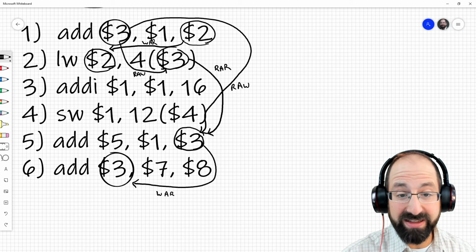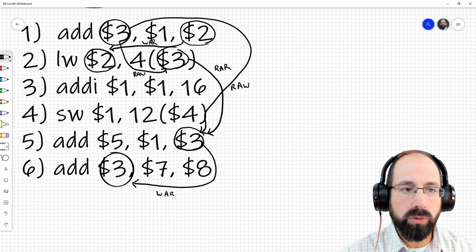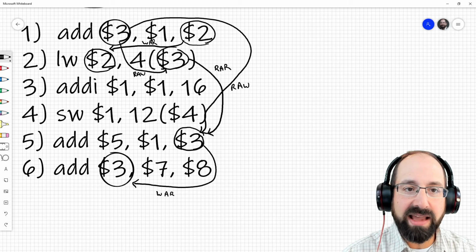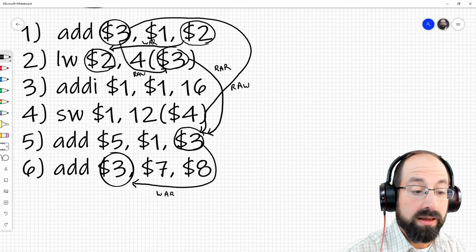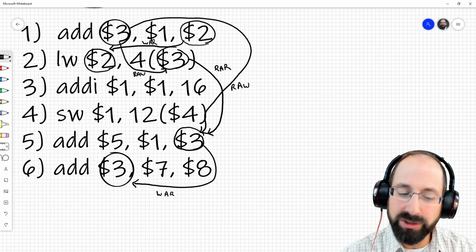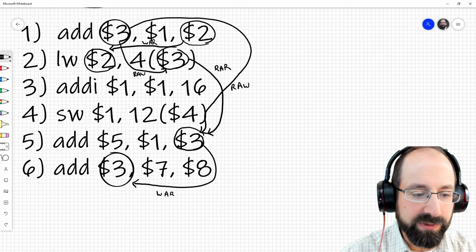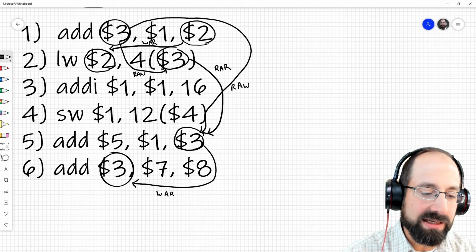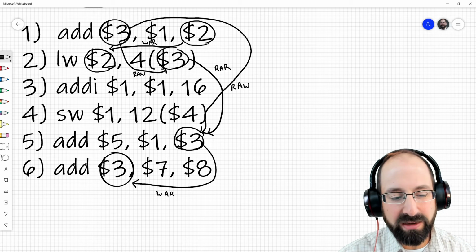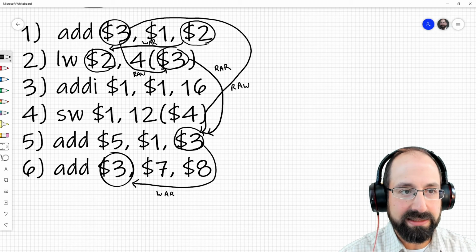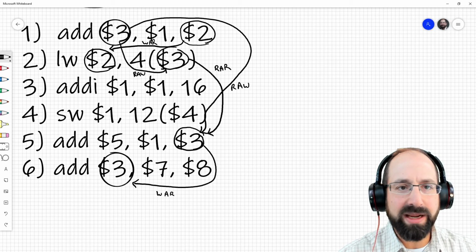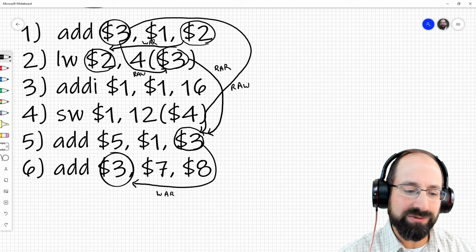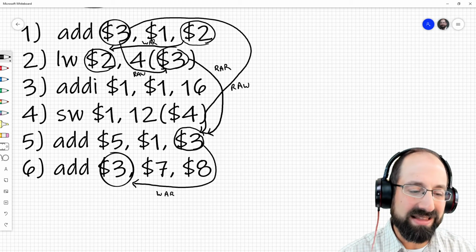Don't overthink it. We are writing to this after we've previously read from it. It doesn't affect our pipeline because it shouldn't cause us an issue, and you can trace through it yourself in the pipeline if you need to convince yourself of that fact. The writes are happening so late in instruction 6 that there should never be any issue in which it happens before instruction 5 does its read operation. That's why it's not an issue.